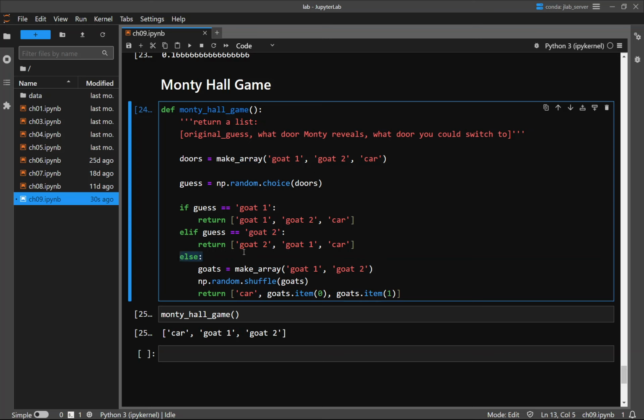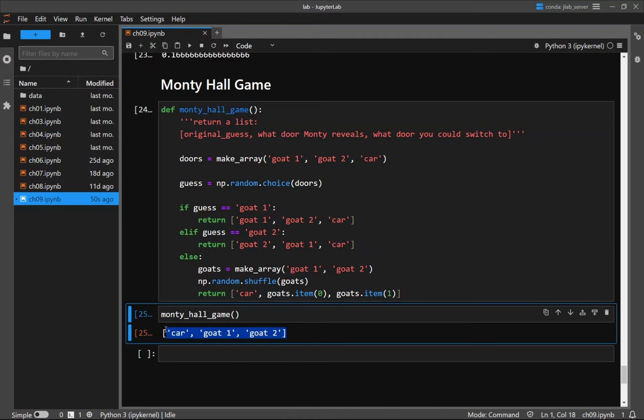Otherwise, we pick the door with the car the first time, and so we have 2 goats that Monty could show us. We will shuffle them. There's np.random.shuffle to jumble which goat Monty's going to show to us. So with the car, he could either show us goat 1 or goat 2, and then the one that we could switch to is also goat 1 or goat 2. All right, so that's our simulation of the game: our original guess, what Monty shows to us, and the door that we could switch to.